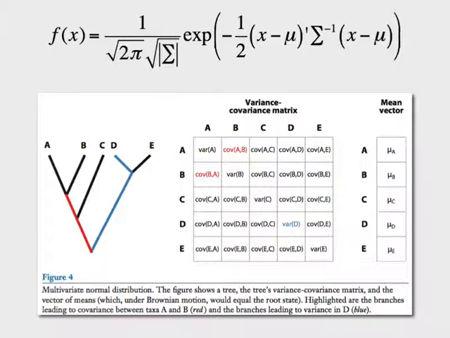T_ABC, which is this length, and T_AB, which is this length. I can also have rate AB and rate ABC. And so the covariance equals rate AB times time AB plus rate ABC times time ABC.